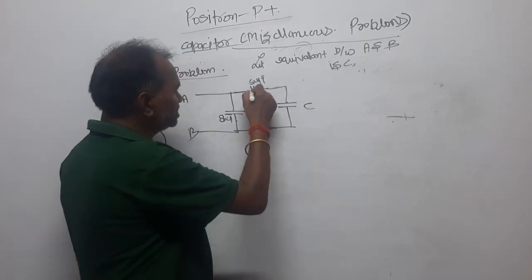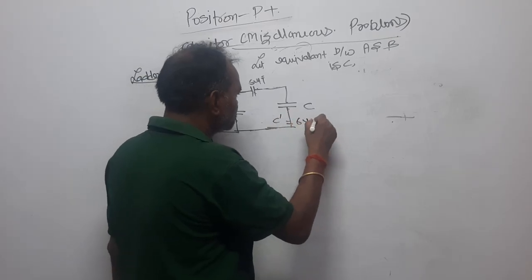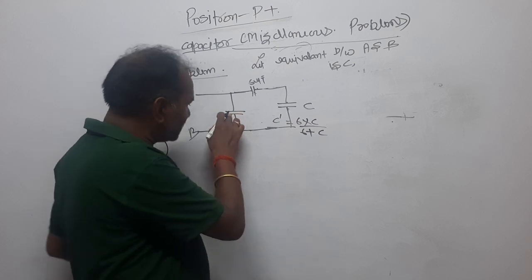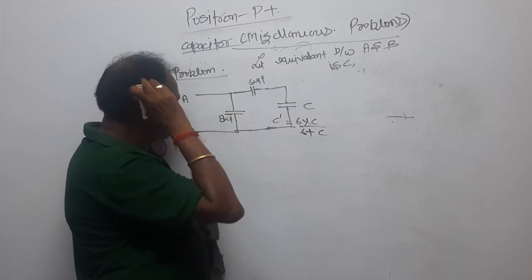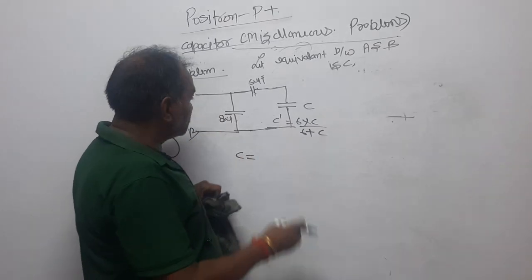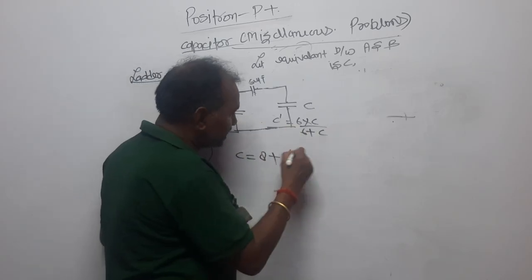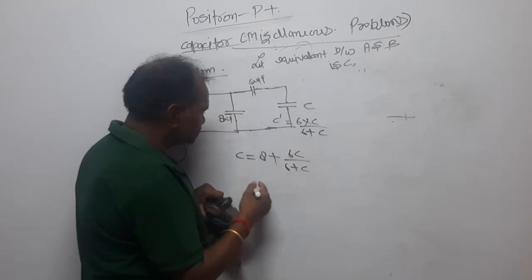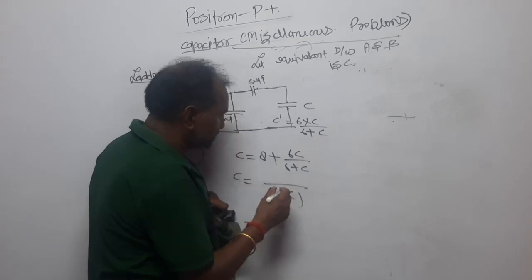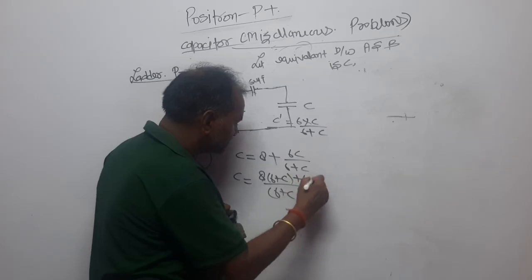Now look here, these two are in series, so their equivalent C dash would be 6 into C upon 6 plus C, and this combination will be in parallel with this. Between A and B the equivalent capacitance is C, so C is equal to this, and this combination is parallel. In parallel, we simply add, right? Now solve this, you will get a quadratic equation. This is 6 plus C, dear student, LCM. So 8 multiplied by 6 plus C plus 6C.